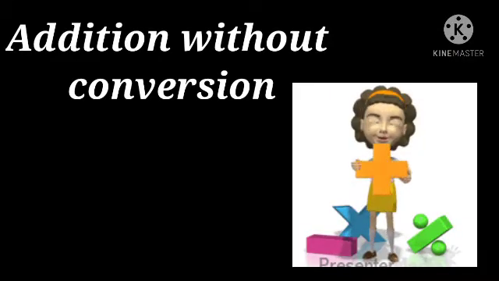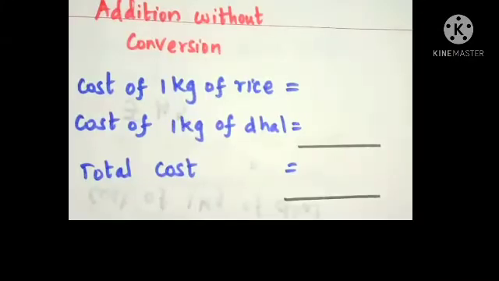Children, now let us see addition of money without conversion. Conversion means converting paise into rupees and then adding. So here addition on money, we are dividing into two methods. The first method is addition without conversion and the second is addition with conversion. Here we are doing addition without conversion, that is, without converting paise into rupees, we are going to add the given values.